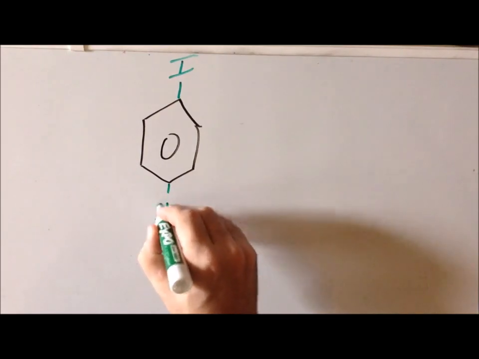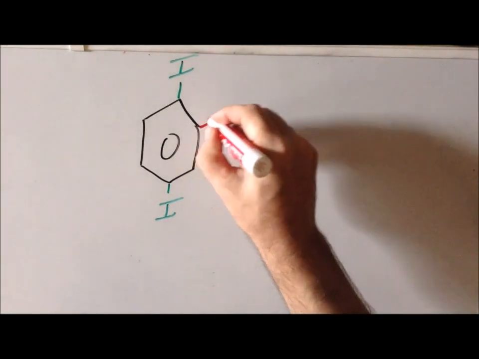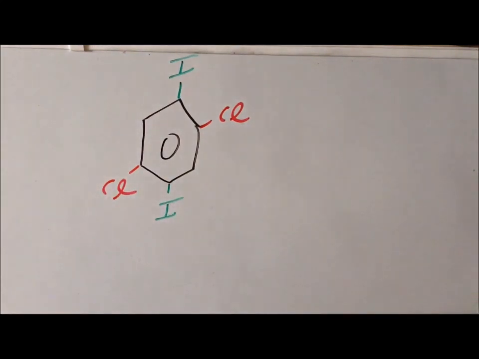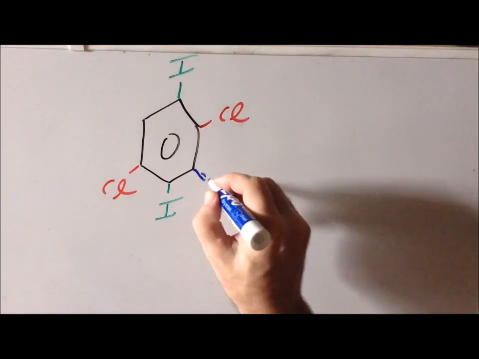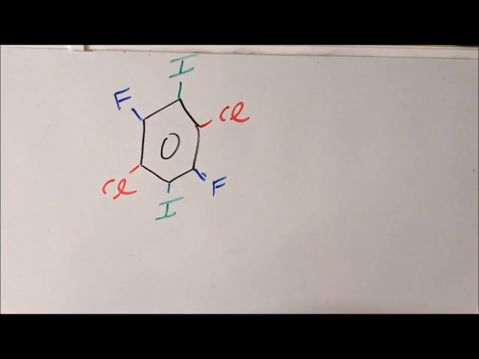I have chlorines at these positions, and fluorine at the remaining positions. So this is a very highly substituted benzene derivative, and I want to determine what the point group symmetry of this particular molecule is going to be.